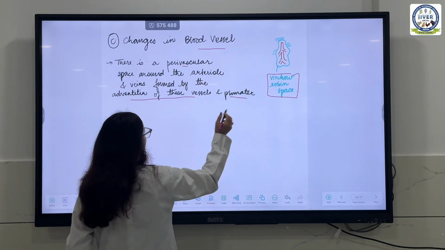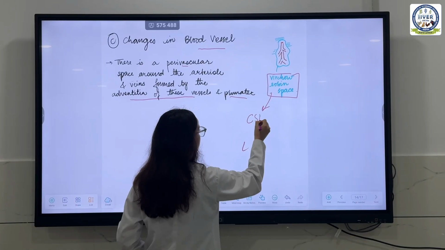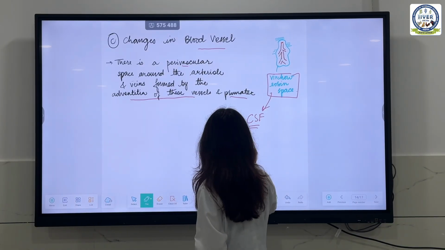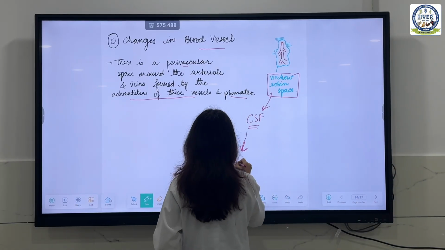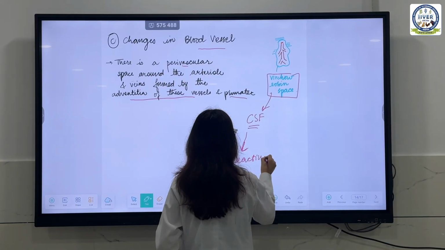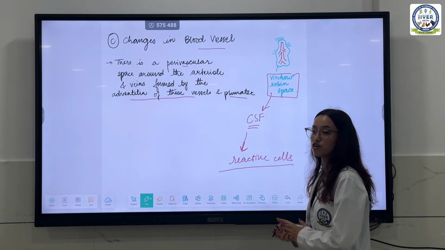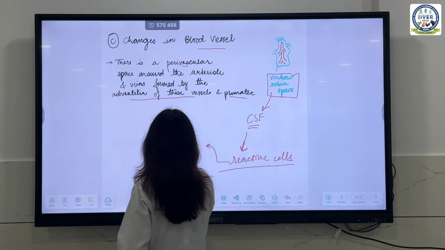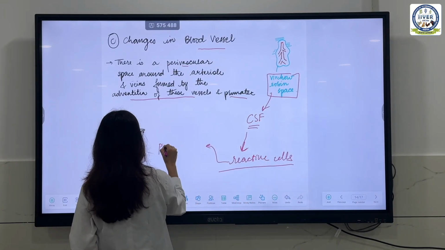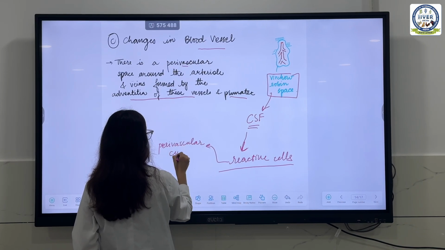Now, this Virchow-Robin space normally contains CSF, but under damaged conditions, there may be accumulation of reactive cells. Reactive cells, meaning inflammatory cells like lymphocytes and eosinophils, all accumulate here, which is now called perivascular cuffing, another very important term used here.